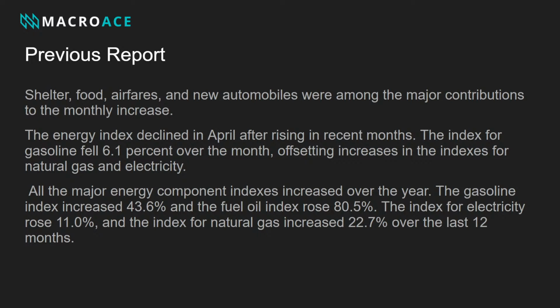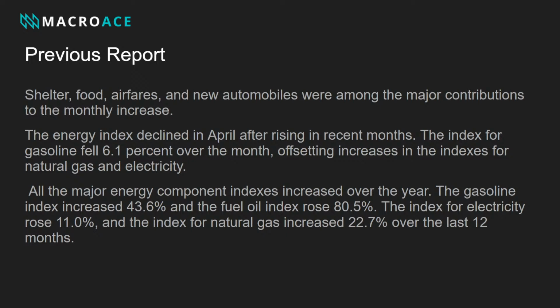The energy index for the month-to-month data declined in April after rising in the recent months. So the index for gasoline fell 6.1% over the month, offsetting increases in the index for natural gas and electricity. It's only 1 month of data, right? Don't just take that as inflation has peaked. Whoa, maybe the Fed is not going to tighten by that much. Things are going to start to slow down. We've only got 1 month bit of data showing a bit of a decline.